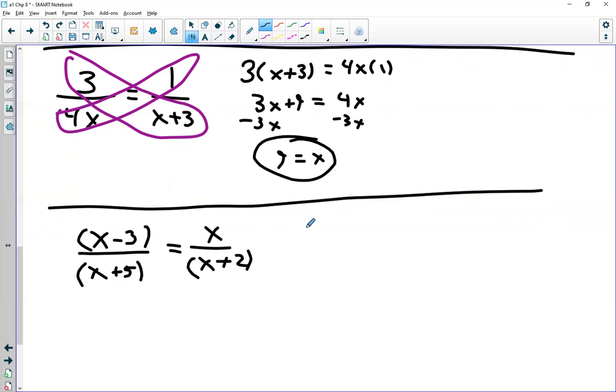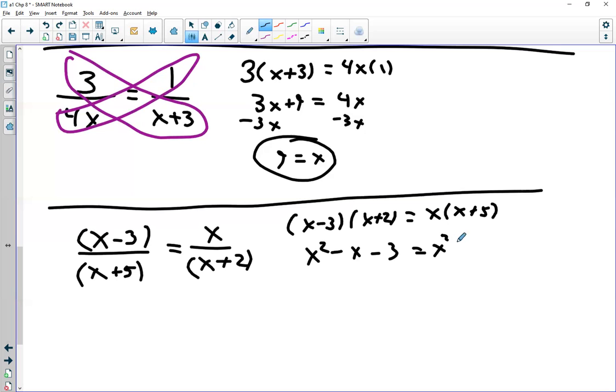All right, cross multiplication again. So x minus 3 times x plus 2 equals x times x plus 5. A little longer, maybe like an early algebra 1 problem instead of a late algebra 1 problem. X squared minus x minus 3 equals x squared plus 5x.